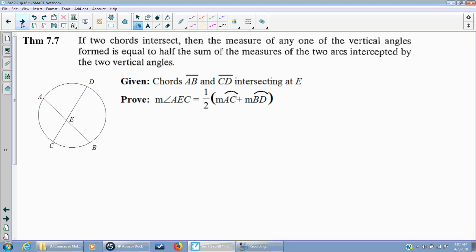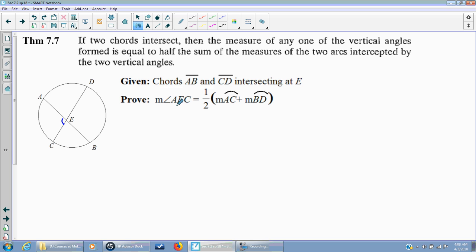If two chords intersect, the measure of any one of the vertical angles formed is equal to half the sum of the measures of the two arcs intercepted by the vertical angles. So what we're going to do here is I have a circle, and I don't even care where the center is. It's here somewhere, but it's not important for this theorem. So AB and CD are chords, and they intersect at E. And I'm going to look at AEC, this particular vertical angle. We're talking about any one of the vertical angles, but I've just picked one here.